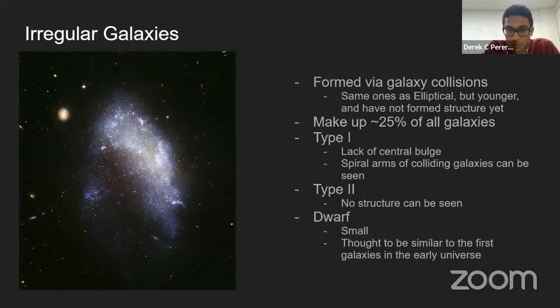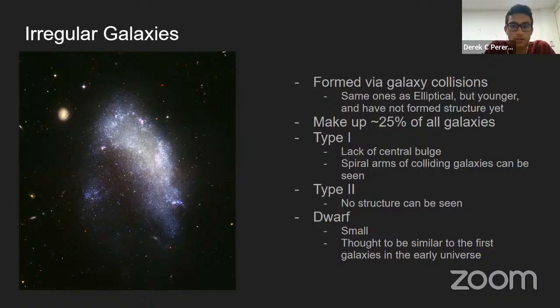These can be split into three different types of irregular galaxies. Type 1s are known as the more normal type of irregular galaxies, if you can even call them normal. They lack a central bulge. However, there's some spiral structure present in a type 1 irregular galaxy. And type 2s have no structure at all. They are not characterized by any prevailing structure, and they are usually just completely blown apart during the galaxy collision.